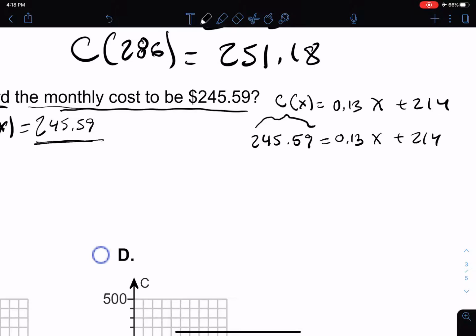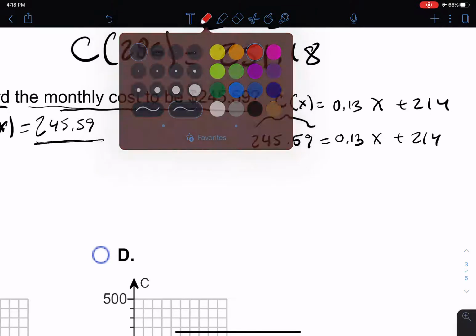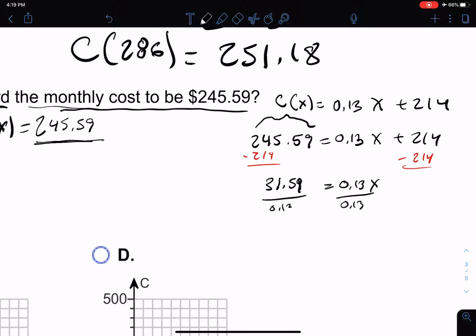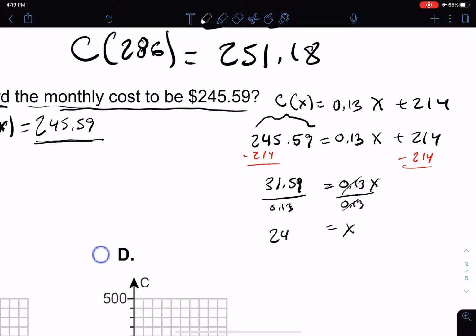Solve it. We want to isolate the x, so subtract 214 on both sides. When we subtract 214 on both sides, we get $31.59, and that equals 0.13x. Solve for x by dividing by 0.13 on both sides of the equation. And when we do that, we get our answer, x equals 243. Remember, x is the miles driven, so it's 243 miles.